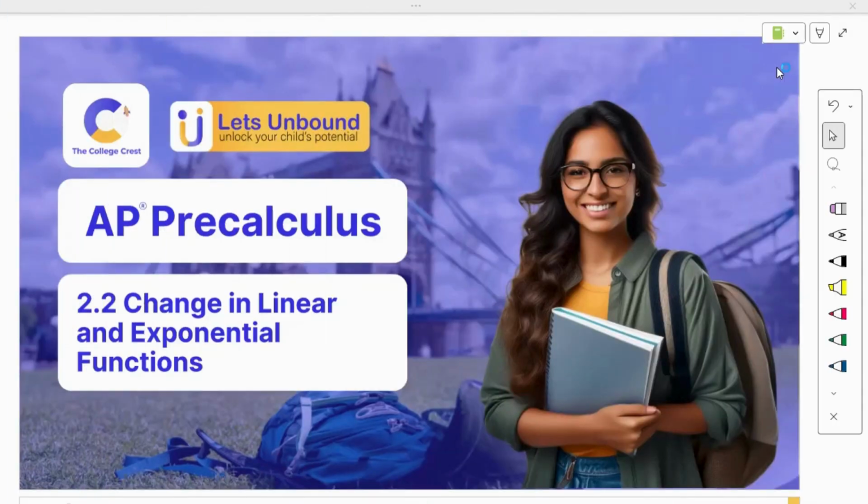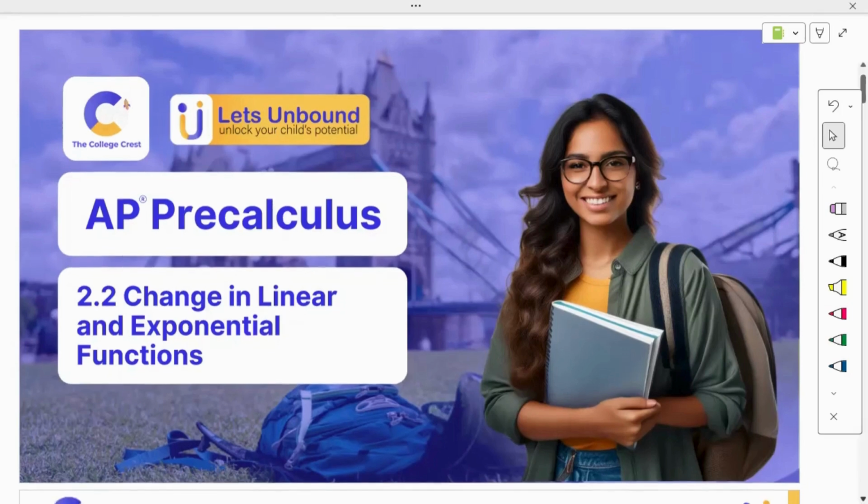So yes, we are in 2.2 of AP Precalculus, one topic at a time. And today we are going to explore change in linear and exponential functions. A very quick review. As usual, three-tier problem solving will be there. So let's get started.